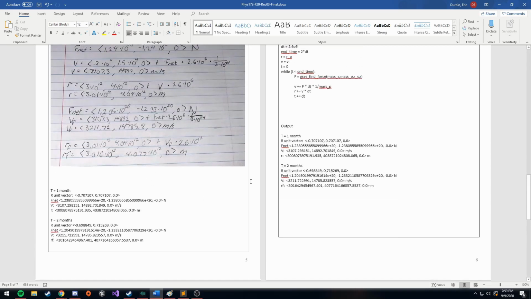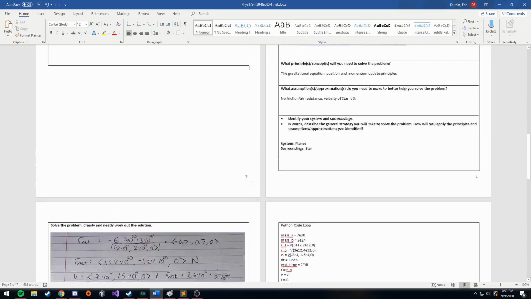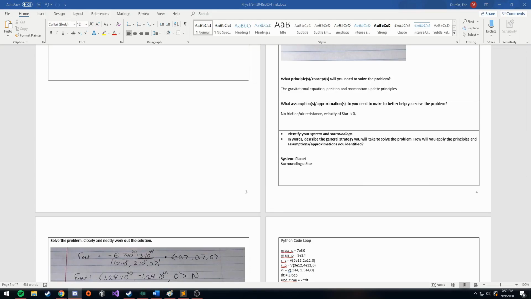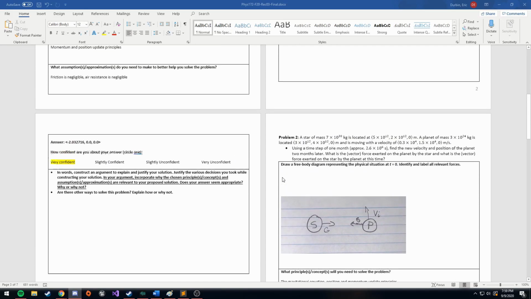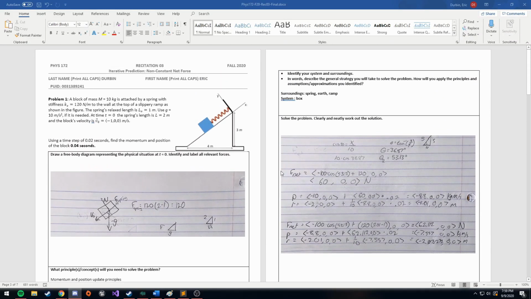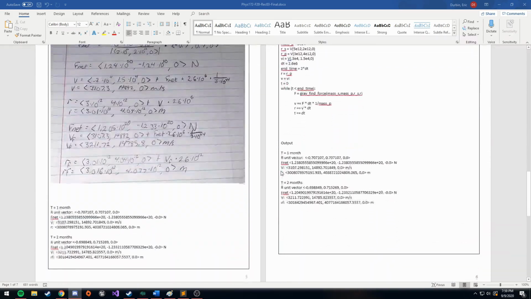Are the values that you sent in the Discord your final values? Yes. Alright, mine match up with yours. Neat. All the way to the end? Yeah. Nice.